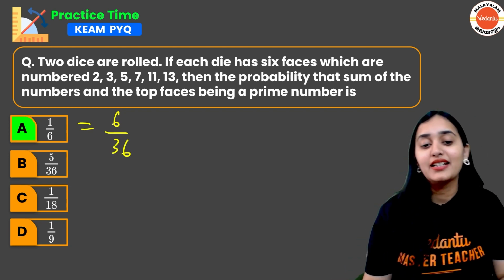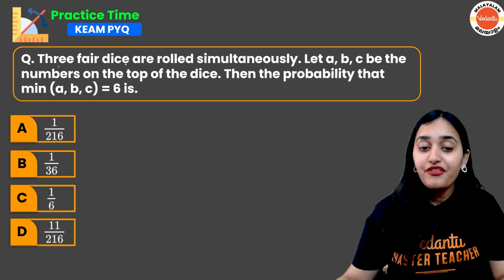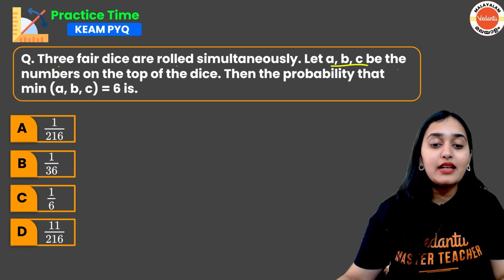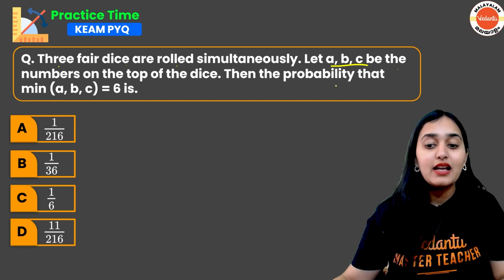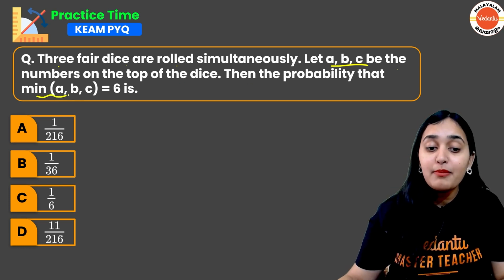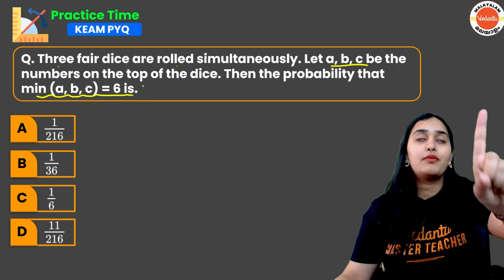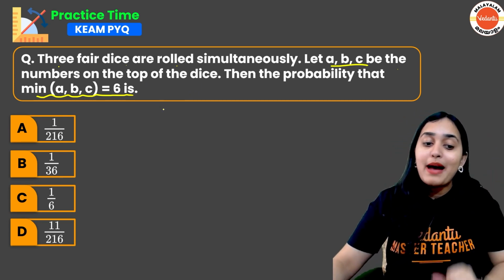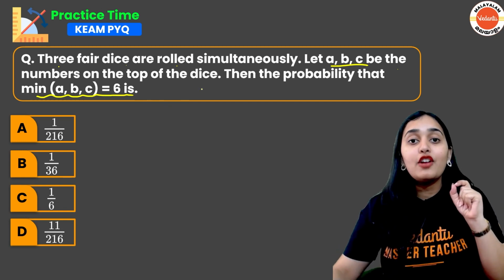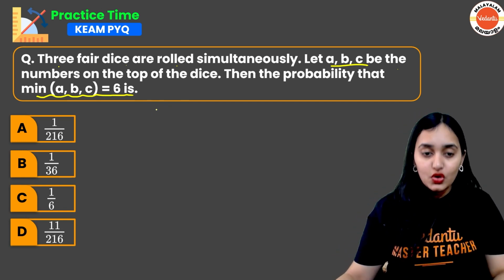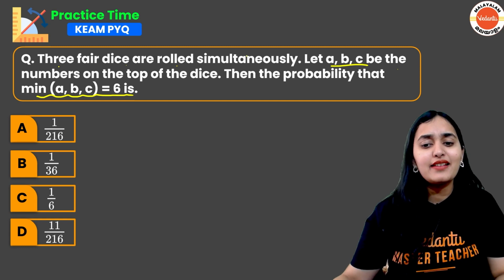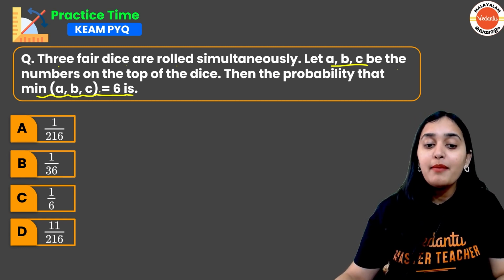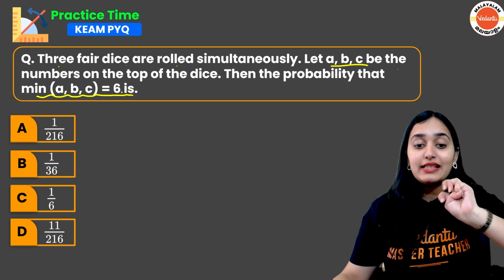Understood everybody? Next question. 3 fair dice are rolled simultaneously. Let ABC be the numbers on the top of the dice. What is the probability that the minimum of ABC is 6? First thing first. What will be your total outcomes here and what will be your favorable outcome here? So, since 3 dice are rolled simultaneously, the probability that the minimum of the 3 dice is 6.